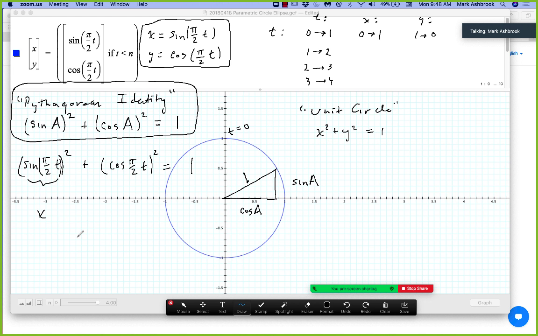X, right? It's x in this particular function. So sine of pi over 2t squared is the same as x squared, and cosine of pi over 2t is y. So we can write the Pythagorean identity because we have sine and cosine with the same argument: sine squared plus cosine squared equals 1. But then we know that sine of pi over 2t is x, so this whole thing is x squared. Cosine of pi over 2t is y, so this is y squared. So there it is.